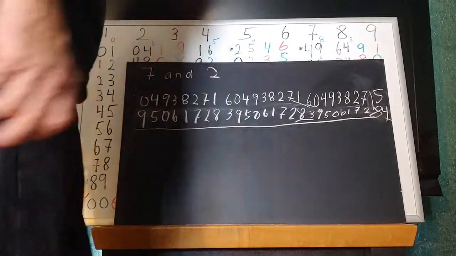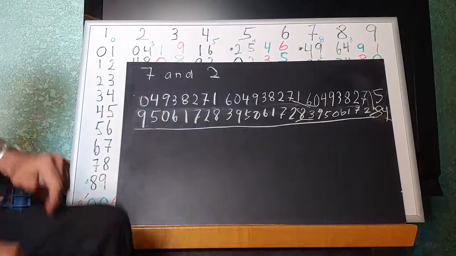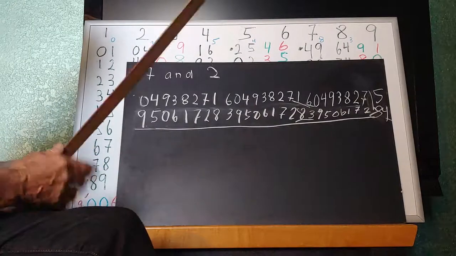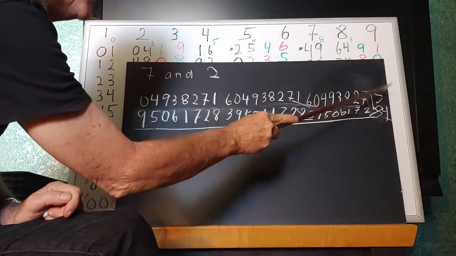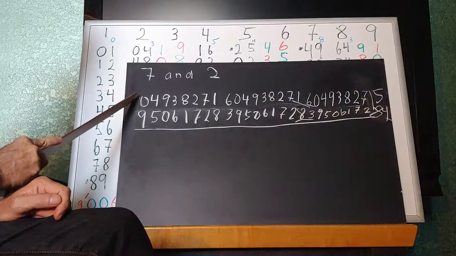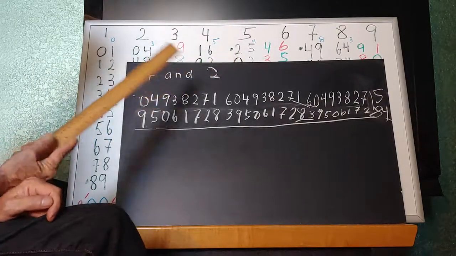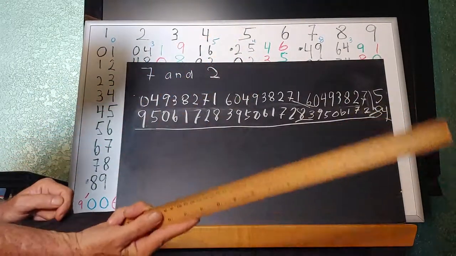And excuse me, it's kind of hard for me to write like that. But what we see here is now I just changed these numbers at the end, and I erased the 6 and the 3, and now we have the number 2.